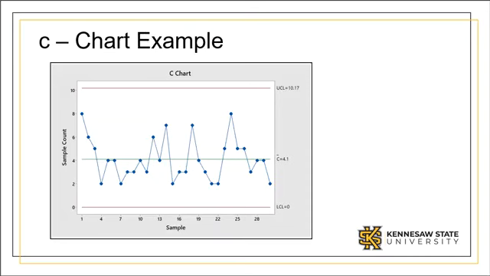The central tendency is shown by the green line. The red lines show the upper and lower control limits. As we would expect, the pattern or behavior of the data is the same as in the previous example. The control limits are different since a Poisson behavior is assumed. Nevertheless, the process appears to be in control.